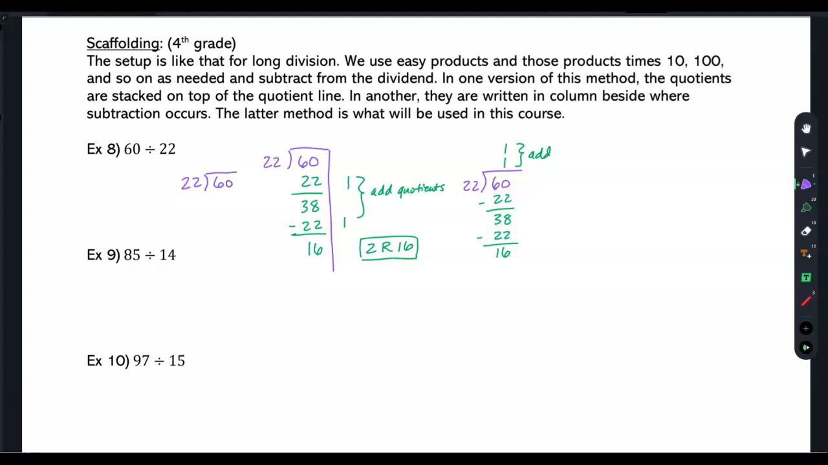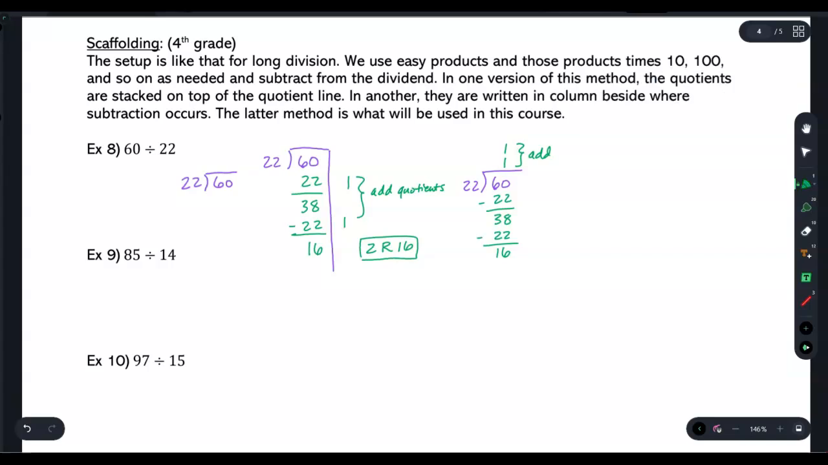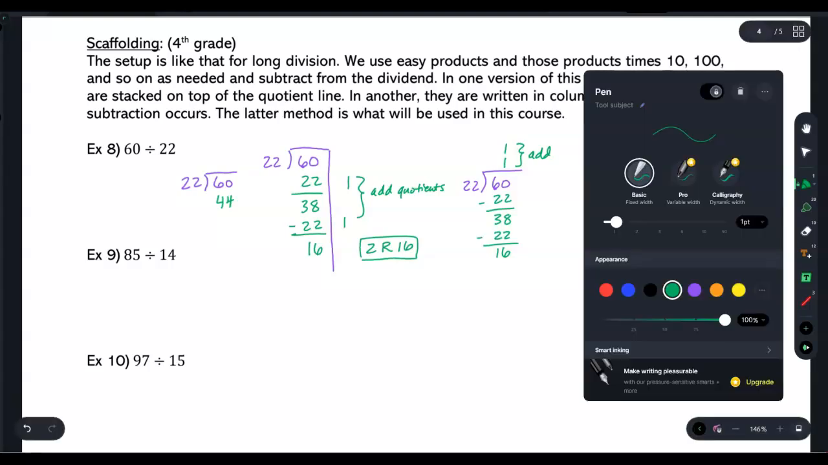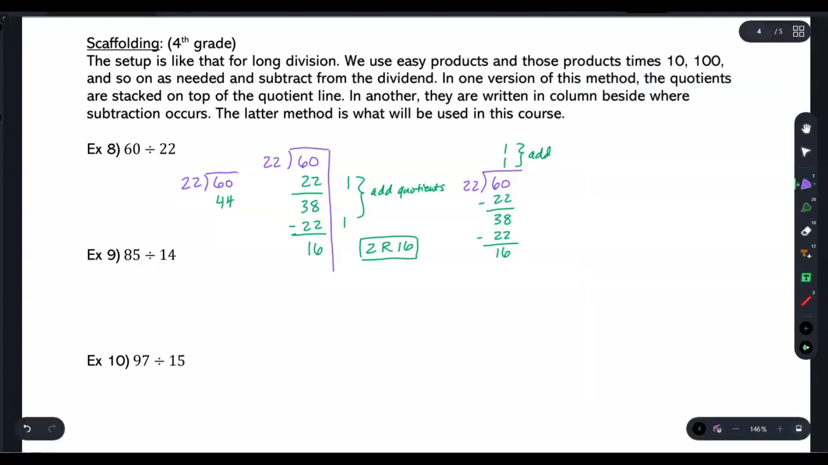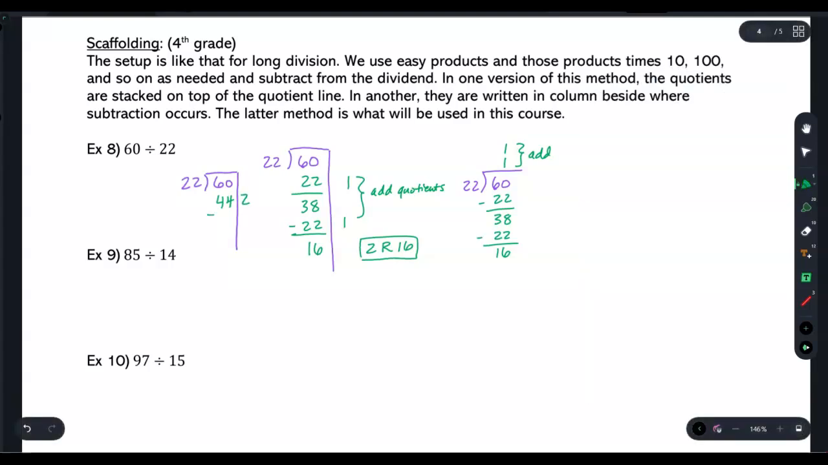So maybe instead of subtracting 22, maybe you would instead say, okay, I know 22 times 2 is 44, so I would go ahead and subtract 44. So then I would say, well, that was 22 2 times, right? So let me put my long bar there. And so that was 2 times, which is 16, and 22 doesn't go into 16, so now I don't have anything to add this time, right? But it would still just be 2 remainder 16. So these are all correct ways to show this problem.